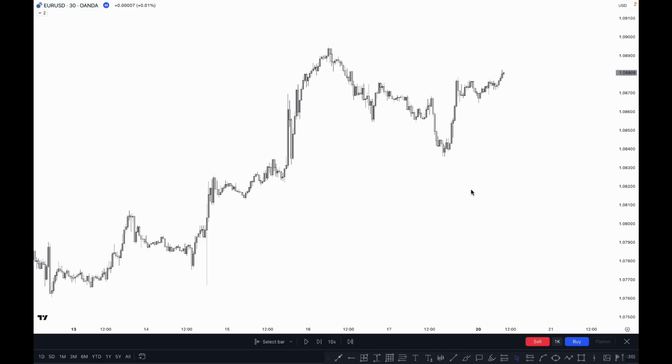So first of all, before marking our inducement, you need to understand what structure is and how we can easily spot our previous higher high, higher low and our PD array. So this video is all about inducement and PD array identification and lower time frame execution. So look at this one.